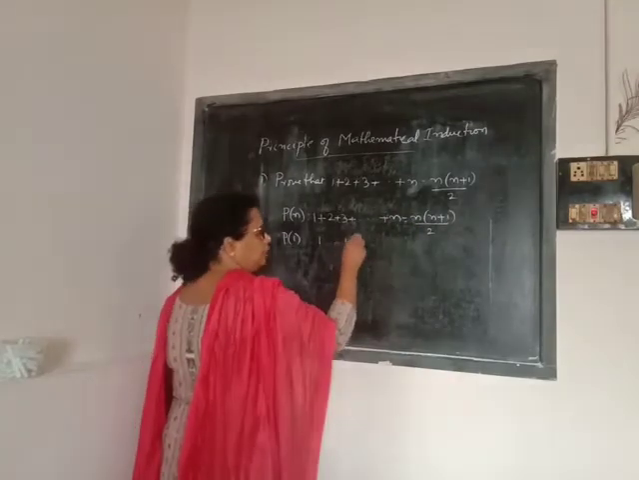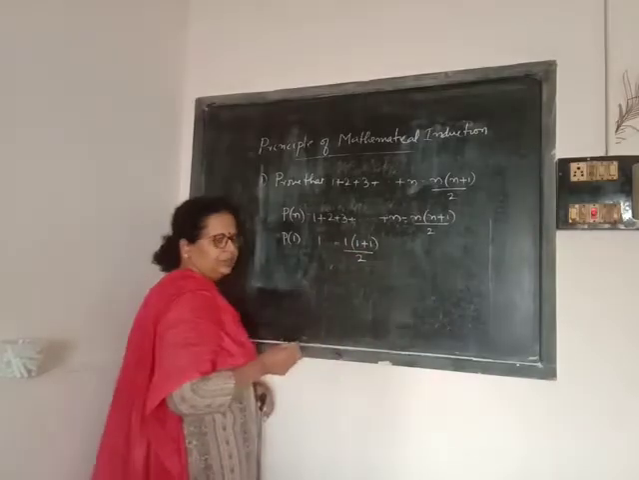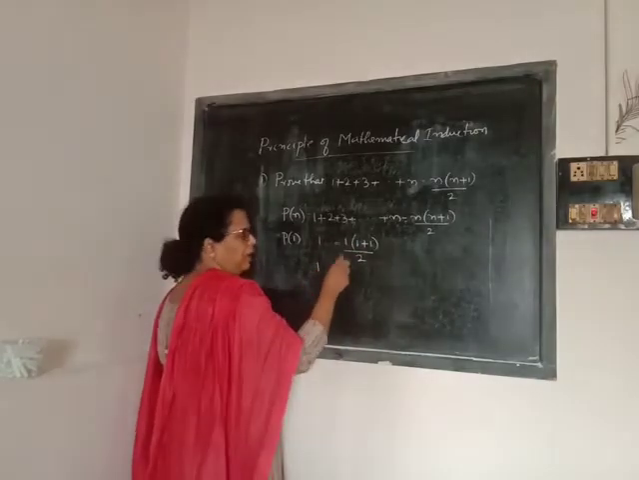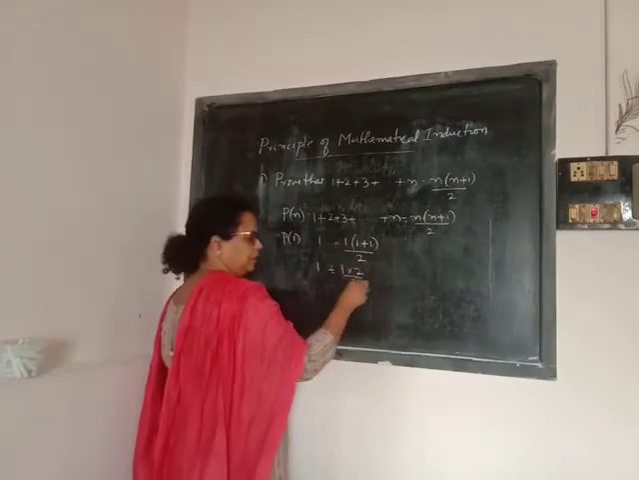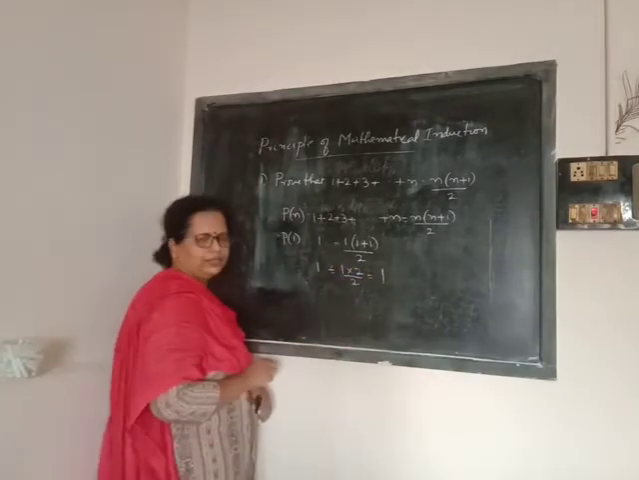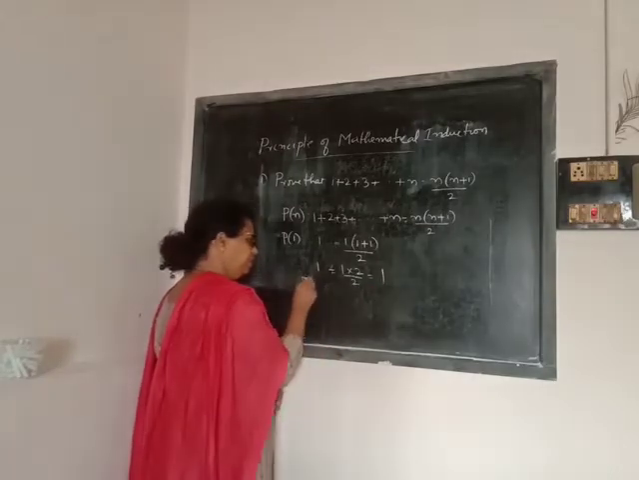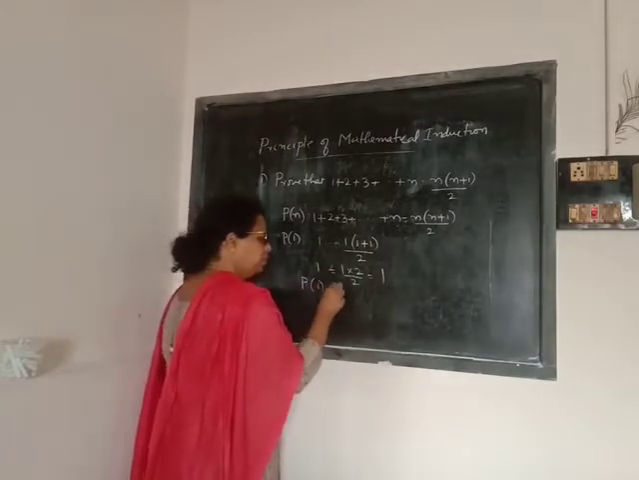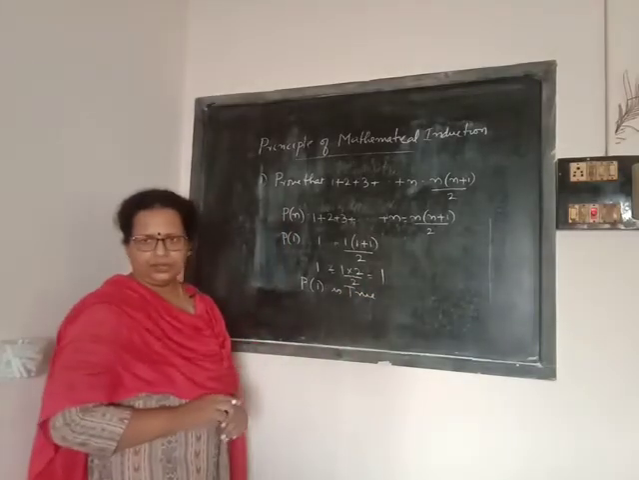So 1 into 1 plus 1 by 2. So 1 equal to, RHS again simplify. What is it? 1 into 2 by 2. So it is equal to 1 itself. So we are getting 1 equal to 1, means P of 1 is true. So first step is over. We proved P of 1 is true.